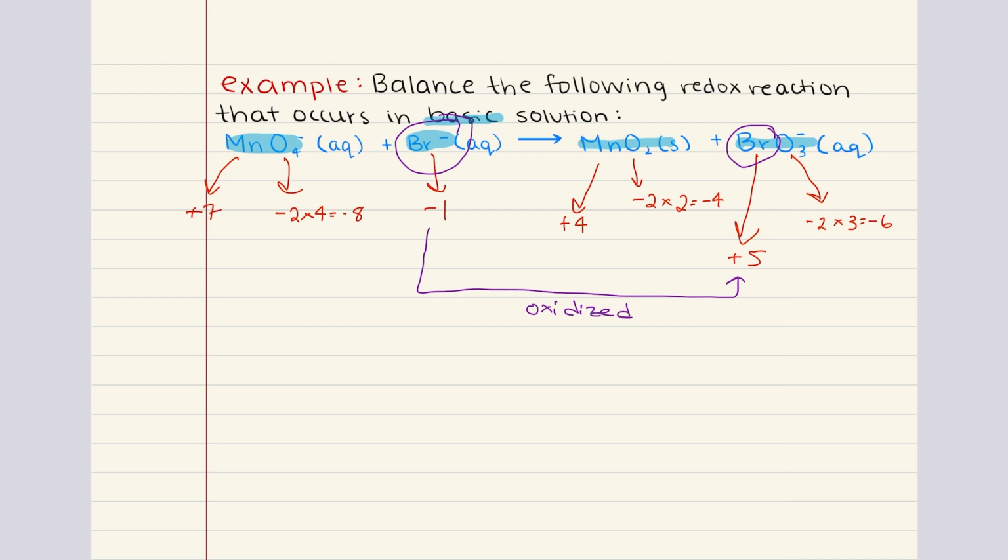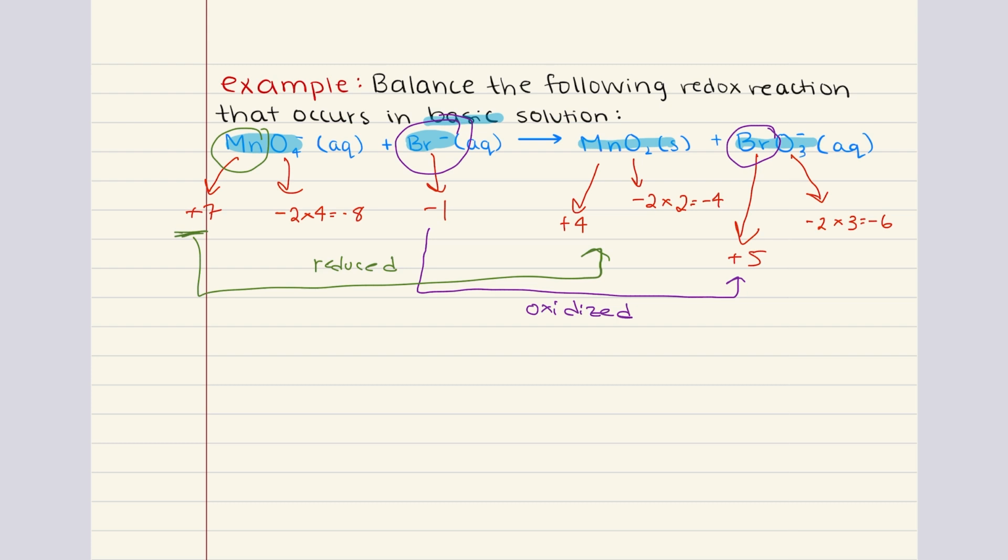On the other hand, if we focus on manganese, here on the reactant side, it has an oxidation number of +7, and it goes to +4 where it appears on the product side. So here our oxidation number is decreasing, which means it's gaining electrons and it's being reduced. So we now know bromine is oxidized and manganese is reduced.